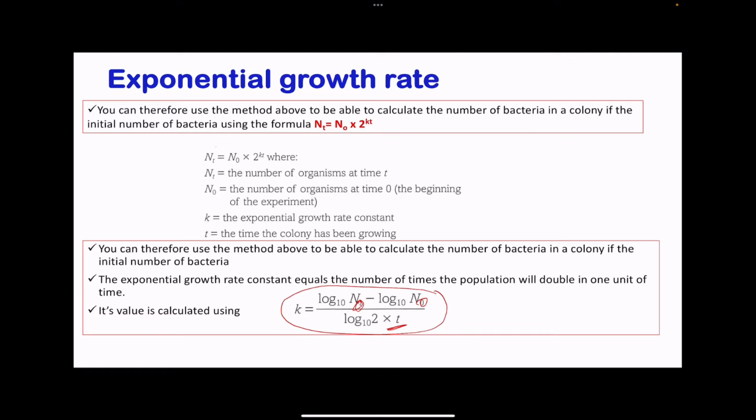It's used to determine the number of bacteria in a colony, and the formula is Nt equals N0 times 2 power kt, where Nt is the number of organisms at time t, N0 is the number of organisms at time equal to 0, k is going to be the growth rate constant, and t is going to be the time the colony has been growing.